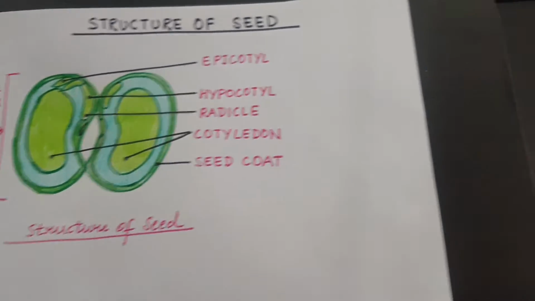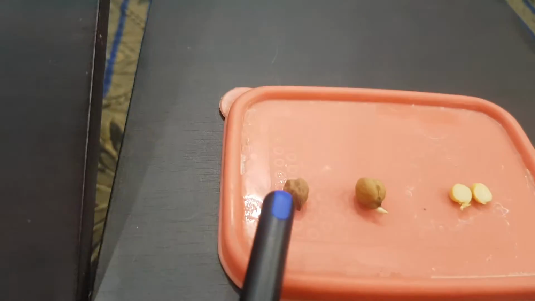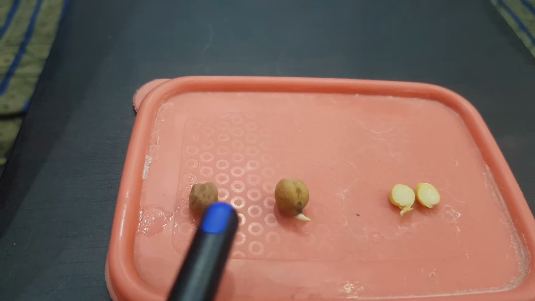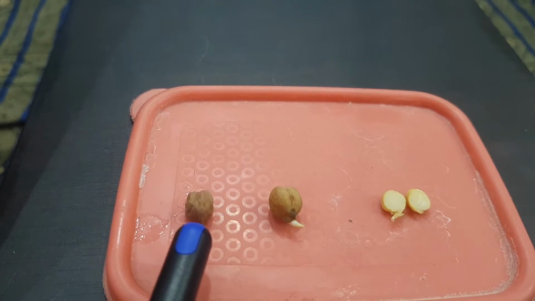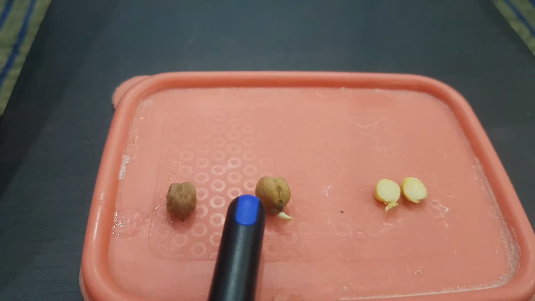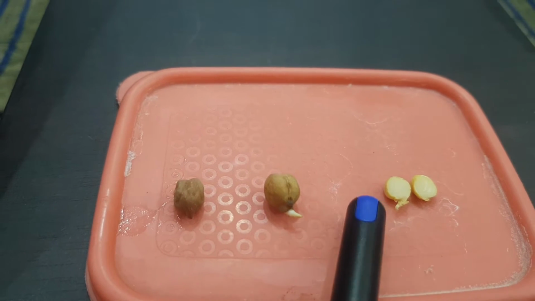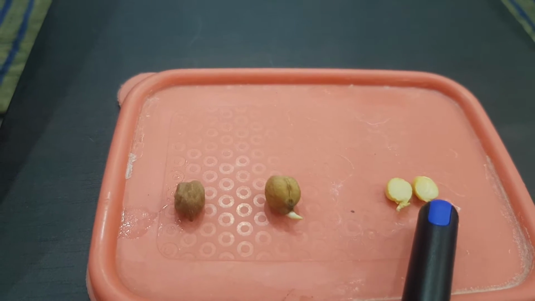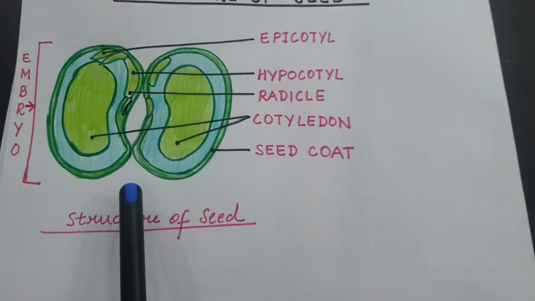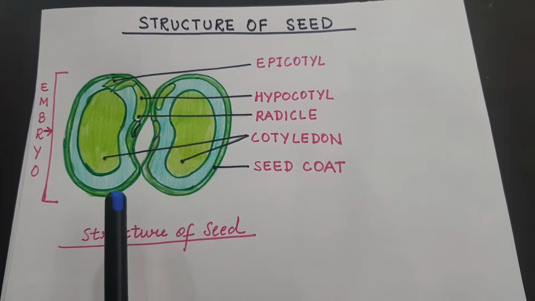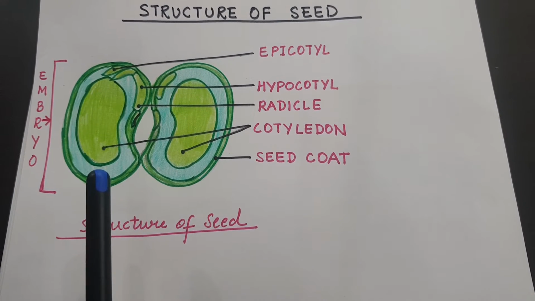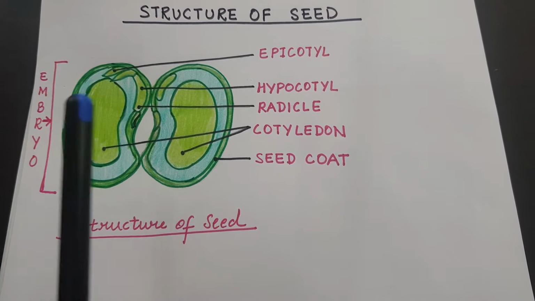Now let us come again here. Suppose this is the gram seed I have taken. It is dry. I have put this gram seed in water for one night. So we can see here, this outer coat is called the seed coat. If I remove it, we can see these two cotyledons. Okay, now let us come back again. Some seeds have only one seed leaf, so they are called monocotyledons, and some have two, so they are called dicotyledons.